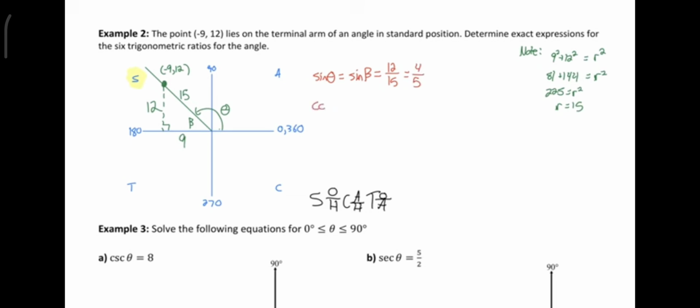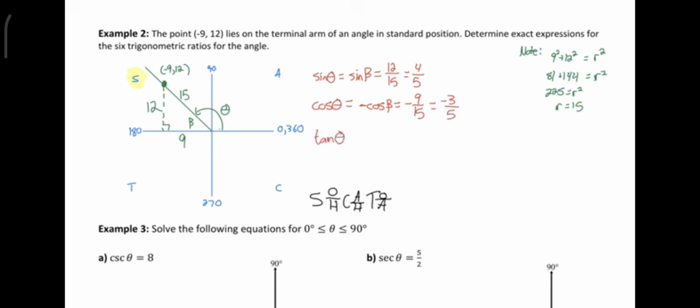If I want cosine of the principal angle theta, I can use the reference angle as long as I remember that in this quadrant, cosine has to be negative. So it's equal to negative cosine of the reference angle. And cosine is adjacent over hypotenuse, so from the reference angle, do adjacent over hypotenuse. And remember to make the ratio negative, it becomes negative 9 over 15. And that reduces, 3 goes into both of those numbers, it reduces to negative 3 over 5.